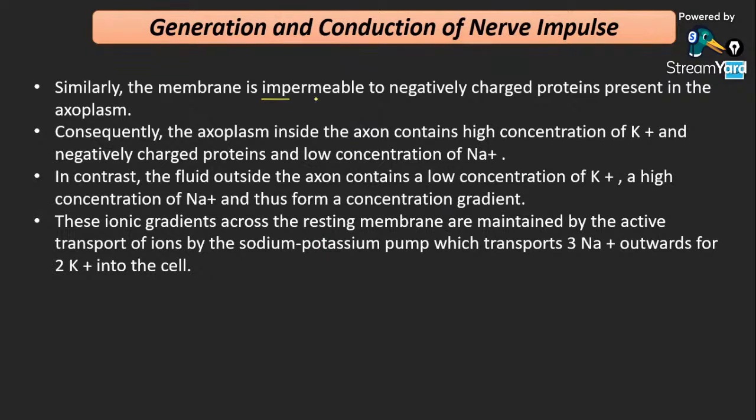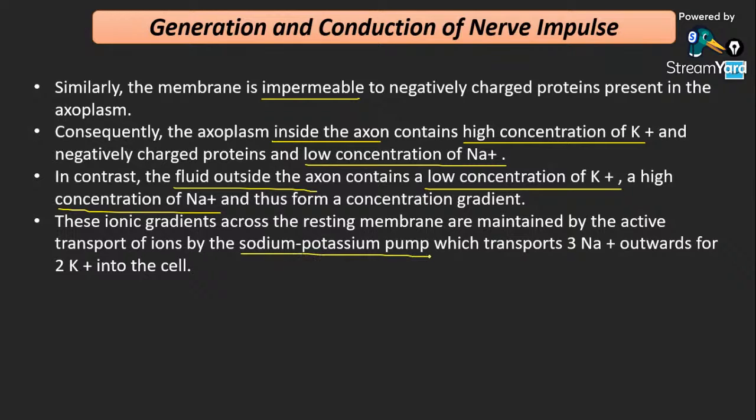Similarly, the membrane is impermeable to negatively charged proteins present in the axoplasm. Consequently, the axoplasm inside the neuron contains a high concentration of potassium and low concentration of sodium. The fluid outside the axon contains low concentration of K plus and a high concentration of Na plus. Clear? These ionic gradients across the resting membrane are maintained by the active transport of ions by the sodium potassium pump.